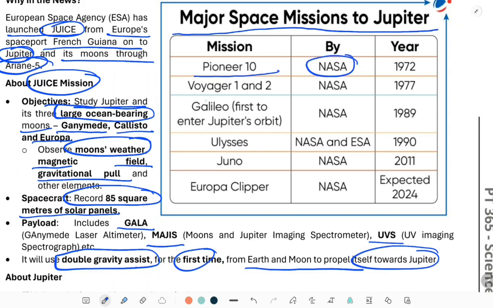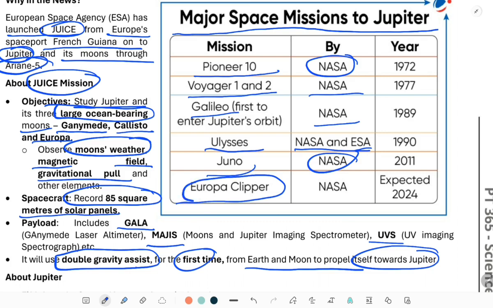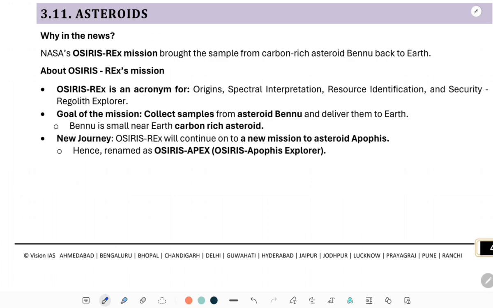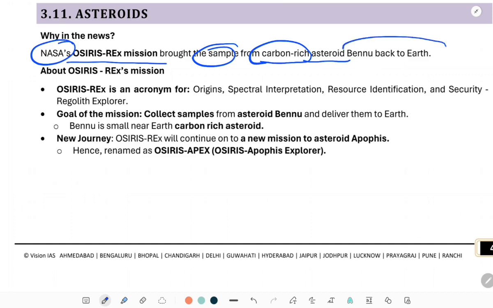Pioneer 10 by NASA. Voyager 1 and 2 by NASA. Galileo, again by NASA. Ulysses, by NASA and ESA. Juno by NASA. Again Europa Clipper by NASA, expected in 2024. Recently, NASA's OSIRIS-REx mission brought the sample from the carbon-rich asteroid Bennu back to the Earth.